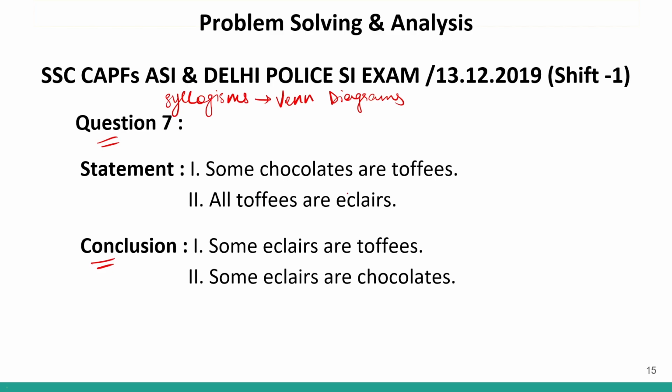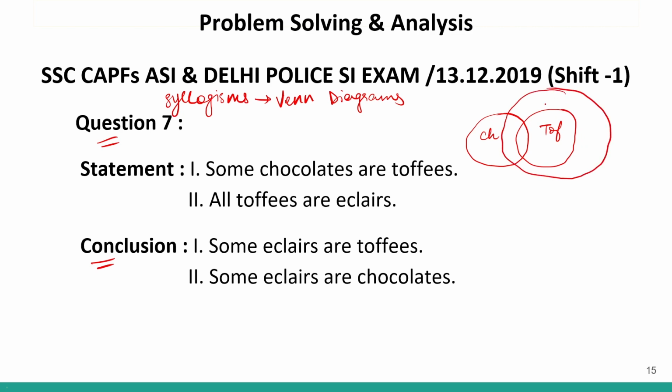Now, some chocolates are toffee. So, if this is chocolate, some chocolates will be toffee. This area. Correct? All toffees are eclairs. So, it is given to us if this is toffee, all toffee are eclairs. So, we will draw eclairs like this, correct? We have already discussed this. So, chocolate over here, toffee and eclairs. This will be the final diagram.